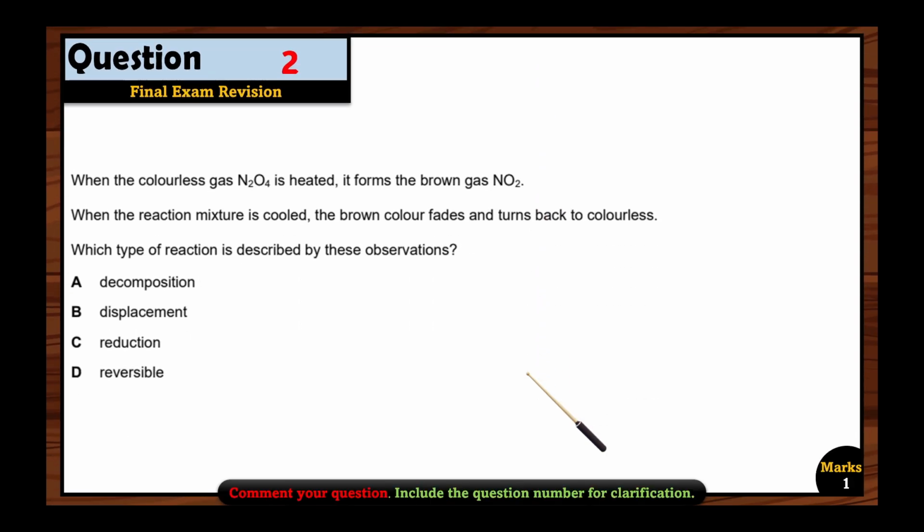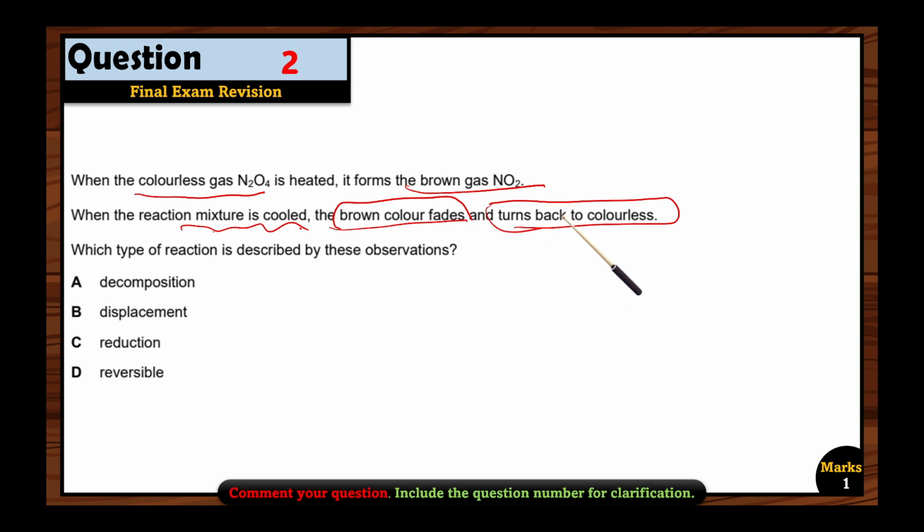Question 2. When the colorless gas N2O4 is heated, it forms a brown gas. When the reaction mixture is cooled, the brown color fades and turns back to colorless. So it means the reaction is reversible. Why? Because only the change in temperature is giving back the reactants again. Before, a colorless gas was heated, and when the mixture was cooled down, the brown color faded and turned back to colorless. It means we get back our N2O4 gas.